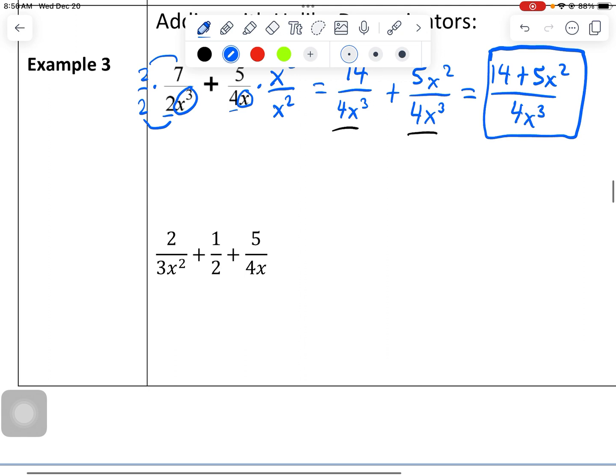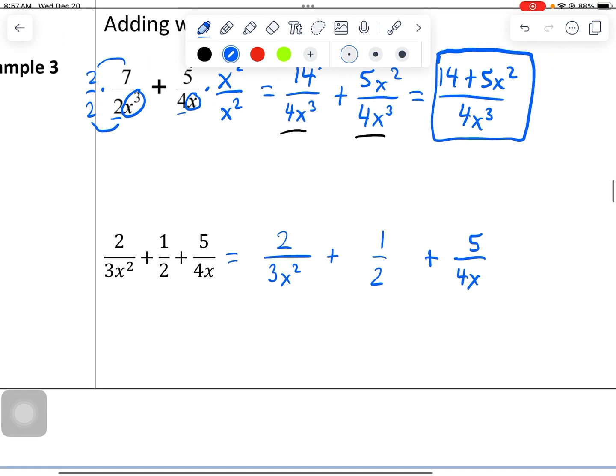This one is even a little bit trickier. I'm going to actually space this out. I'm going to rewrite this so we can see what we're going to multiply by. So this one's 2 over 3x squared. I'm going to put plus 1/2. I'm going to leave myself some space because I'm going to multiply here. And plus 5 over 4x.